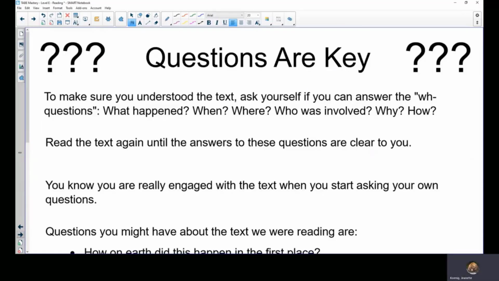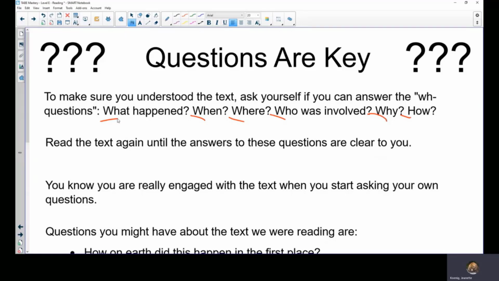To summarize, when you are reading, questions are really key to understanding. When you're reading something and you want to make sure you understood the text, ask yourself if you can answer what we call the WH questions, meaning the questions that start with WH. So what happened? When, where, who's involved, why? And then how, we're missing the W, but you get the point. It's got a W at the end. Yes, it does. There we go, you saved it.